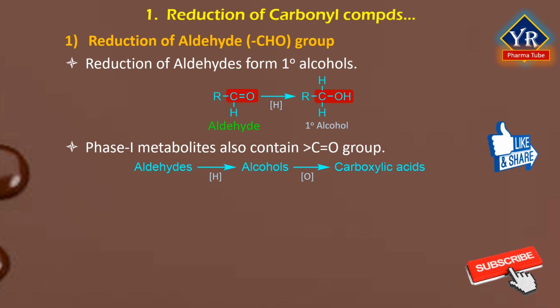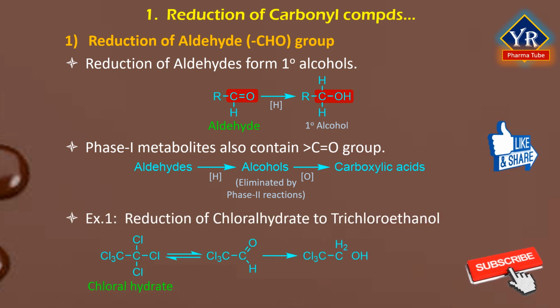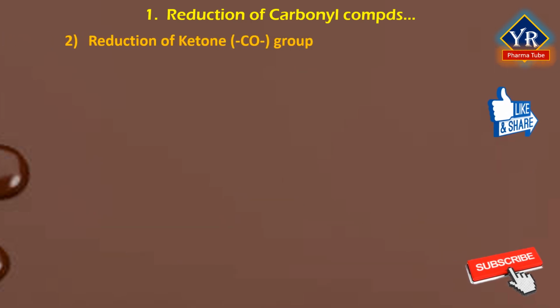The alcohols produced by the reduction reactions can be eliminated by glucuronidation or other phase 2 processes. For example, chloral hydrate undergoes reduction to form its corresponding alcohol derivative, that is trichloroethanol. Reduction of ketones.